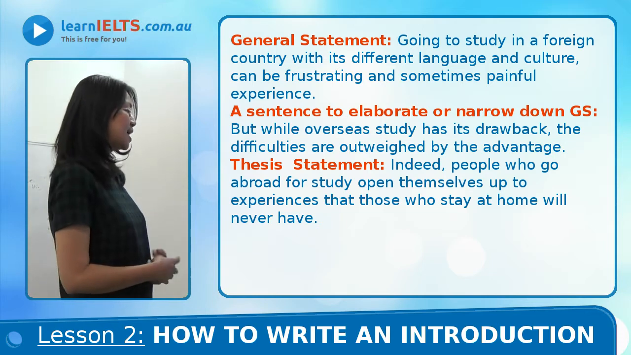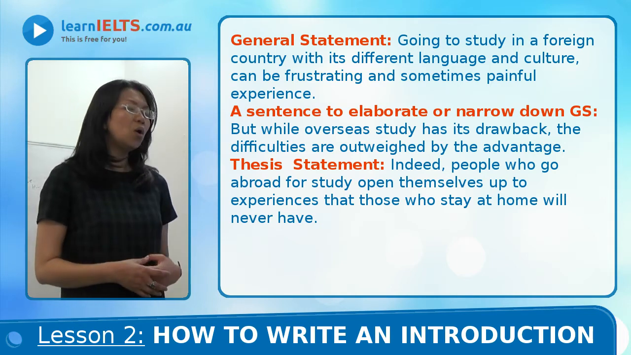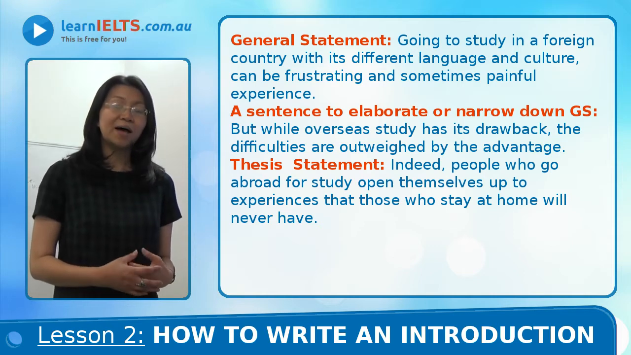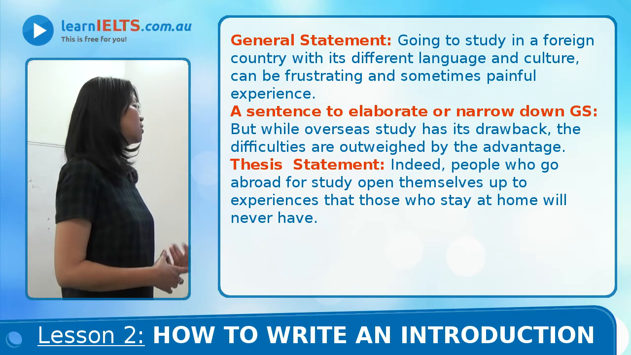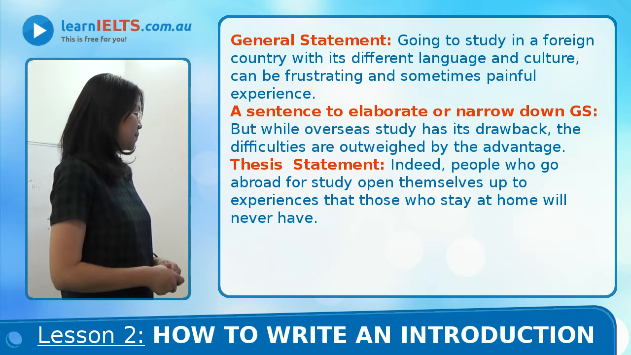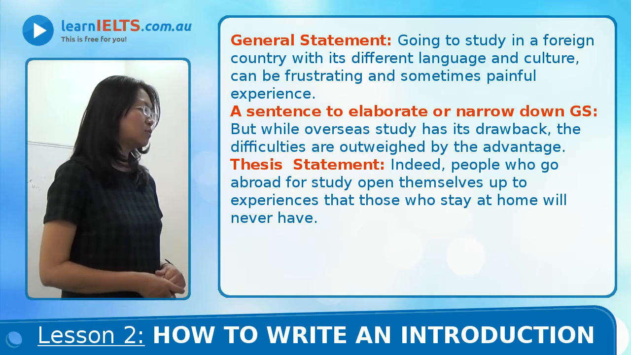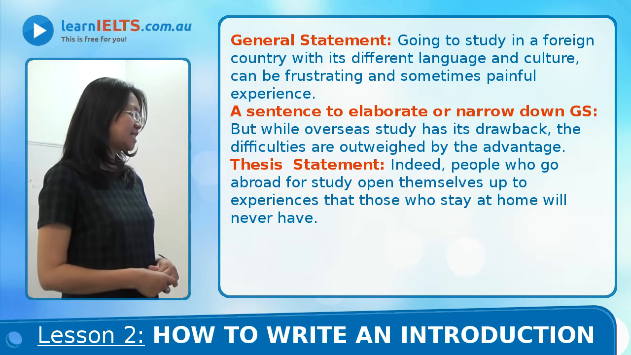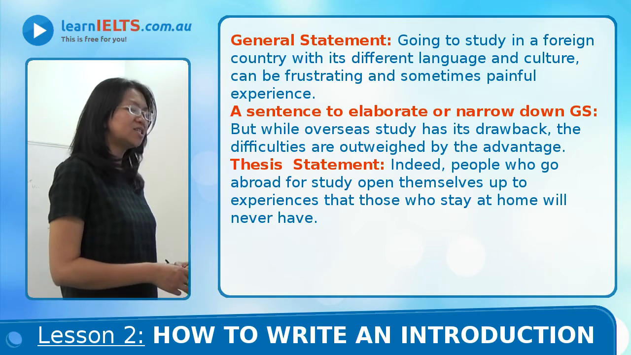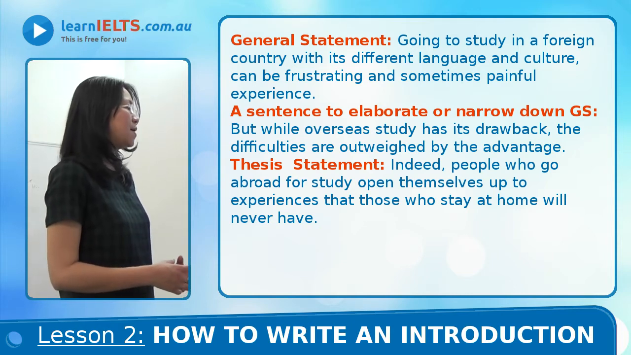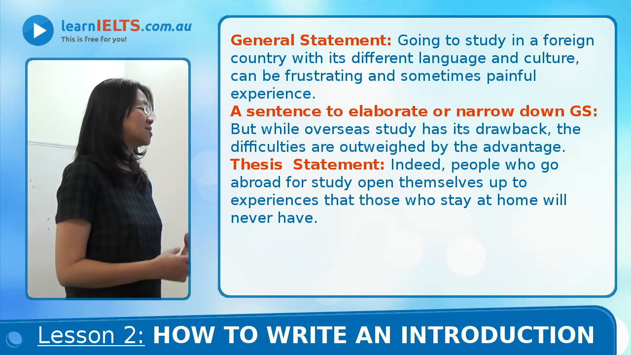For example, in this example, as you can see, the essay is trying to argue that people who go abroad for studying usually have a better benefit, and it's usually a plus to go overseas to study. So the general statement is like this. Going to study in a foreign country with its different language and culture can be a frustrating and sometimes painful experience. So this sentence is a very simple sentence to describe the feelings as well as the experience of going to study in a foreign country.